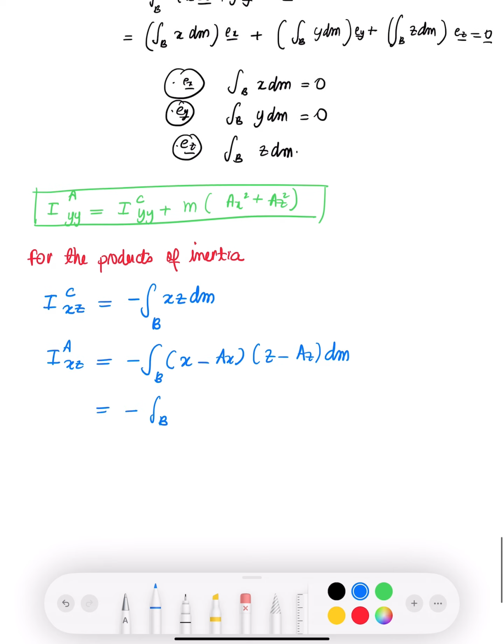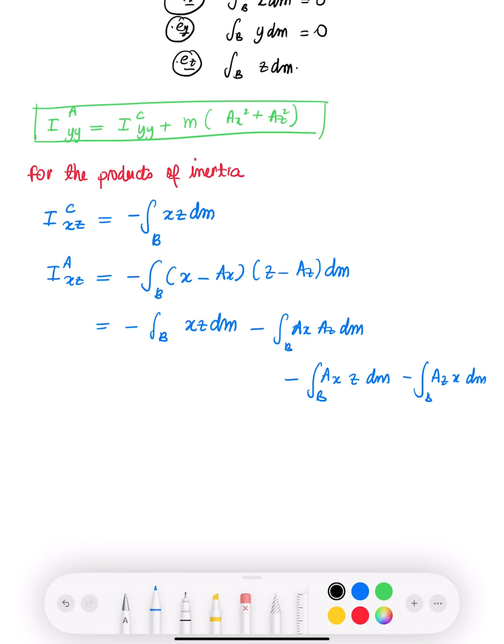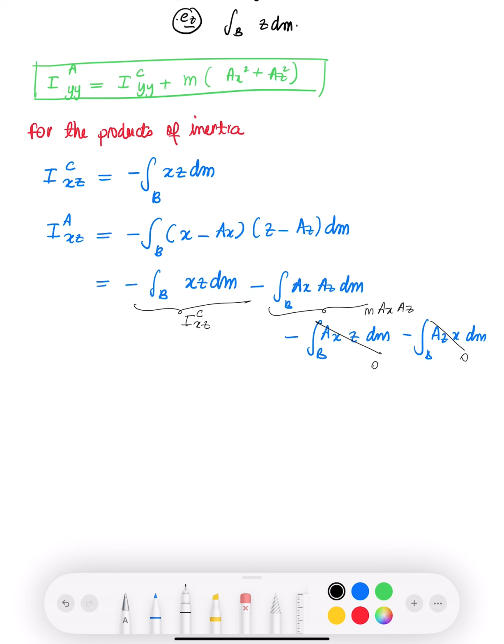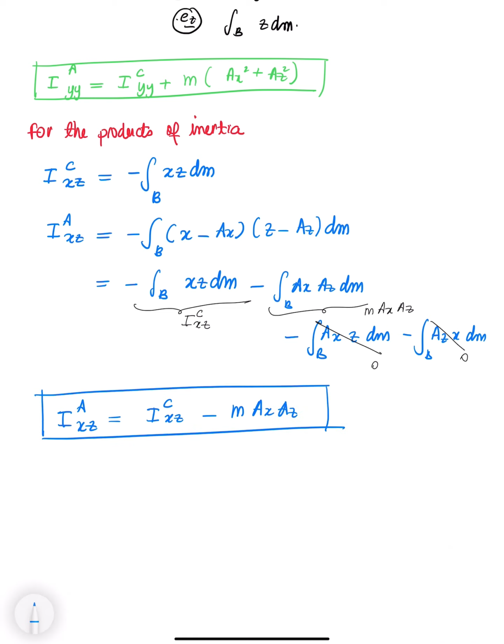I'm going to multiply this out. Minus the integral of xz dm, minus the integral of ax az dm over the body, and minus ax times z dm minus az times x dm. I hope I don't have any calculation mistakes here. So this first term is none other than ICXZ. This one, we can take ax az outside, and that's just the total mass times ax az. And I think you can show that these two terms are equal to 0. So you'll get that IAXZ is ICXZ minus the total mass times ax az. And that's the parallel axis theorem for the products of inertia.